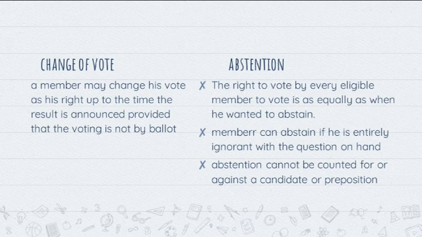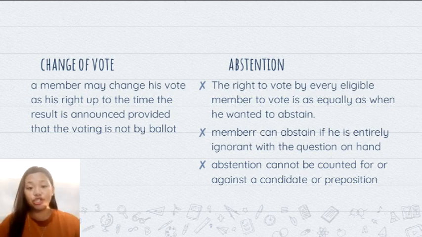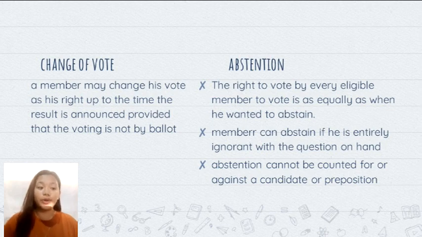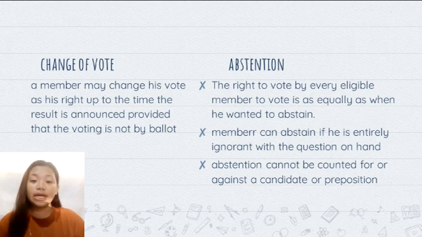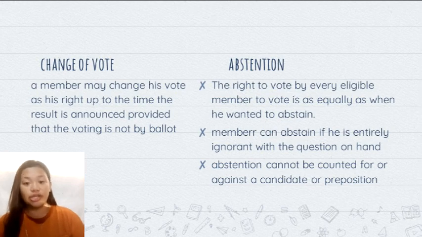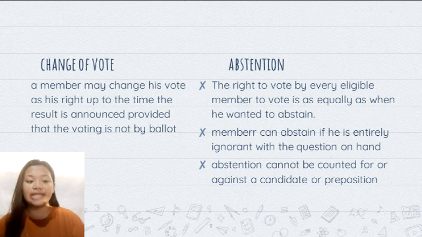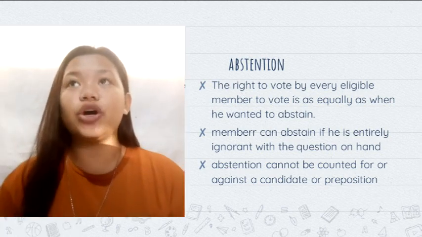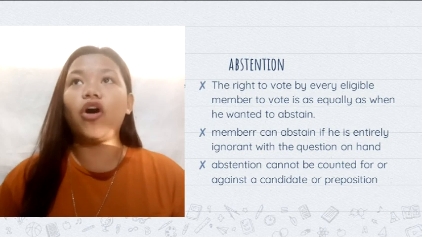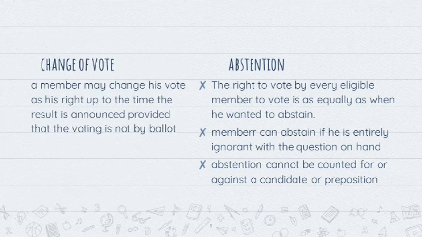So, abstention. Abstention is the right of every eligible member to vote. It is also equal to the right to abstain if he wants to. So, a member can abstain if he is entirely ignorant of the question at hand. Abstention cannot be counted for or against a candidate or proposition. So, clearly, abstention is just a matter of privilege by a member.